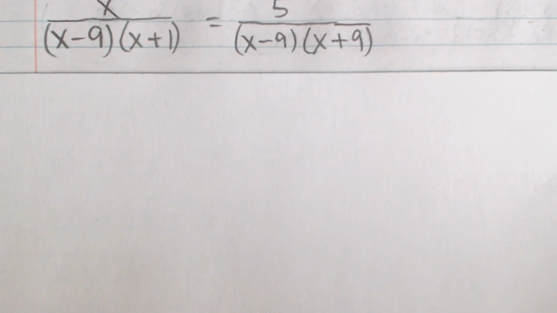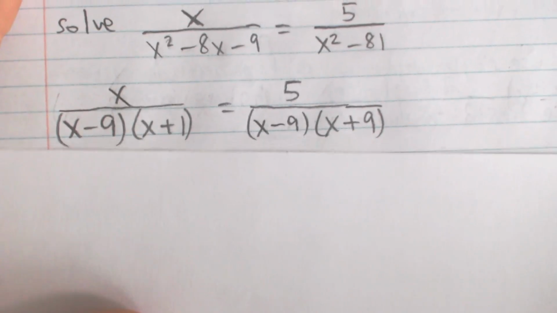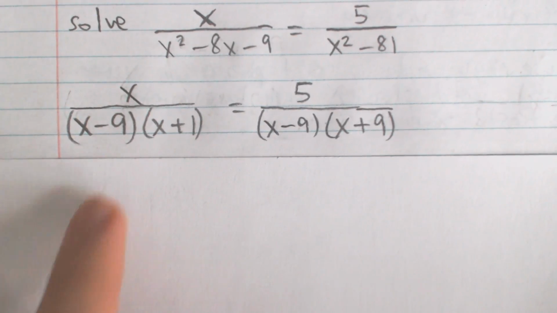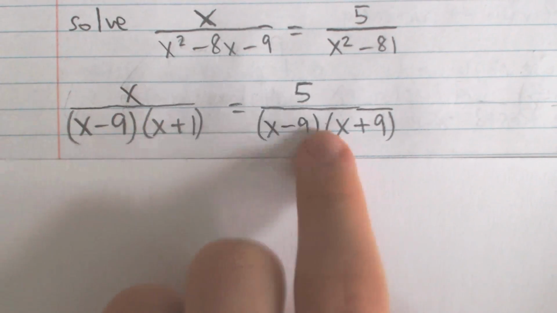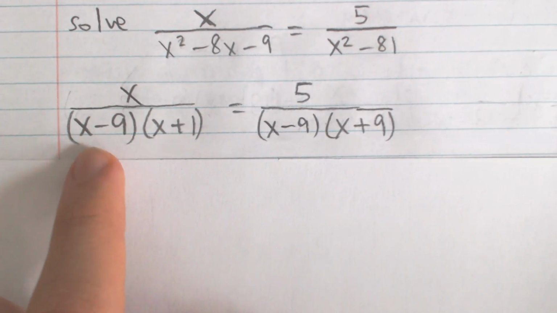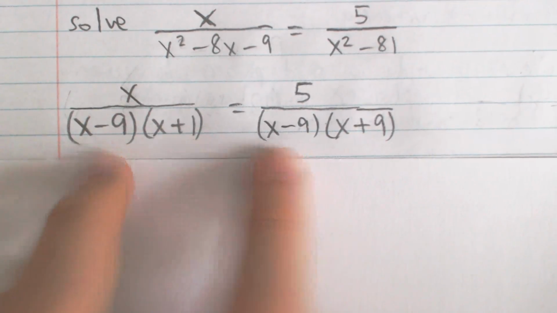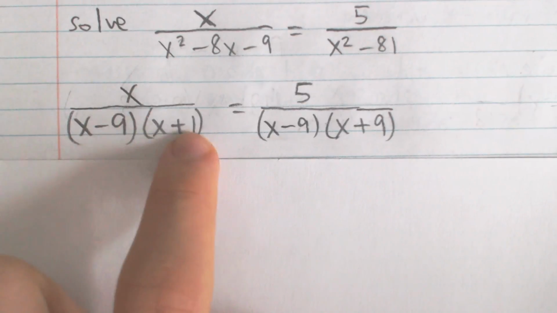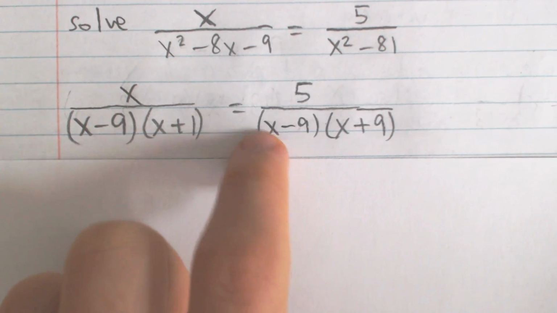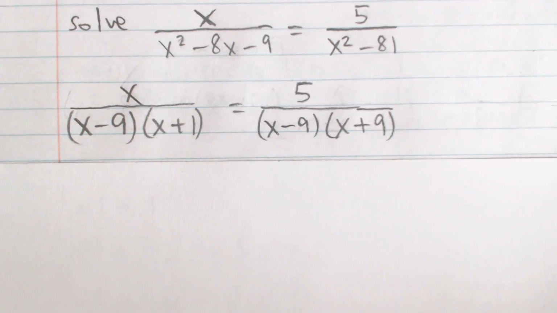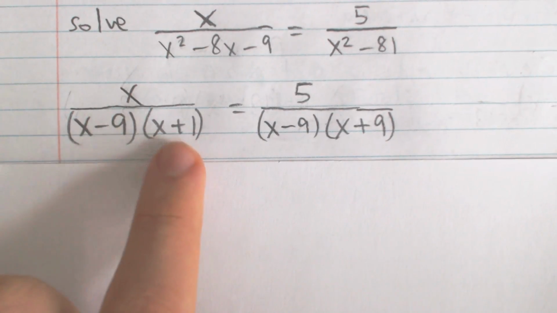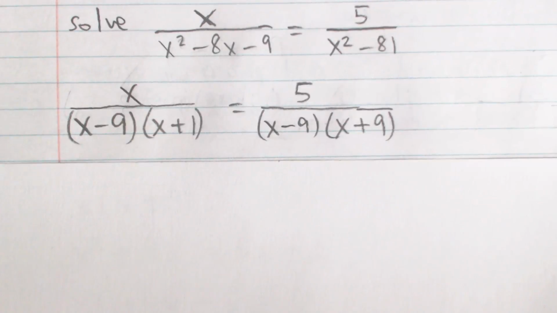And so the difference of squares, right? That's x minus 9 times x plus 9. And on the left here, we have x minus 9 times x plus 1. And so if I want to clear both denominators, what I can do is multiply by each of these factors. So I'm going to multiply both sides of the equation by x minus 9, x plus 1, and I already did x minus 9 here, so I don't have to do it twice, and x plus 9. So I'm going to multiply by these three factors, x minus 9, x plus 1, and x plus 9.